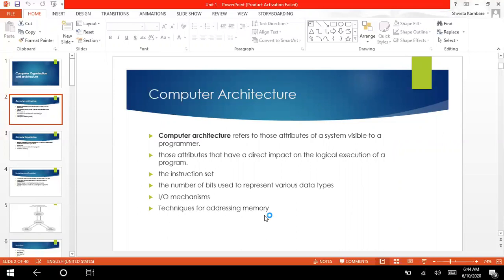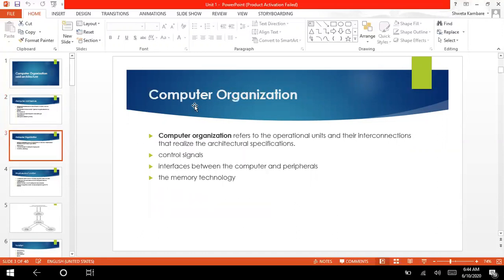Few more points, like which CPU you are going to use, I mean which processor you are going to use, what kind of storage you are going to use, and how you are going to manage that hardware in optimized space. So this is all about computer architecture. And now let's talk about computer organization.